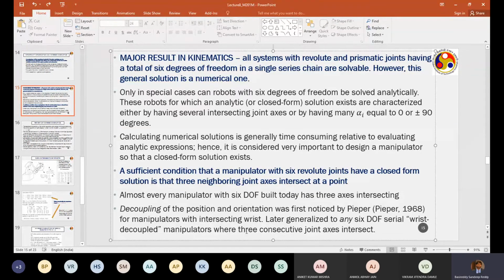It is a case where three consecutive joint axes are intersecting, right? So please read it and see that solution, how to find the closed form solutions when you have a case where three consecutive joint axes are intersecting. In our case, it was a wrist, but it could be any three joint axes.